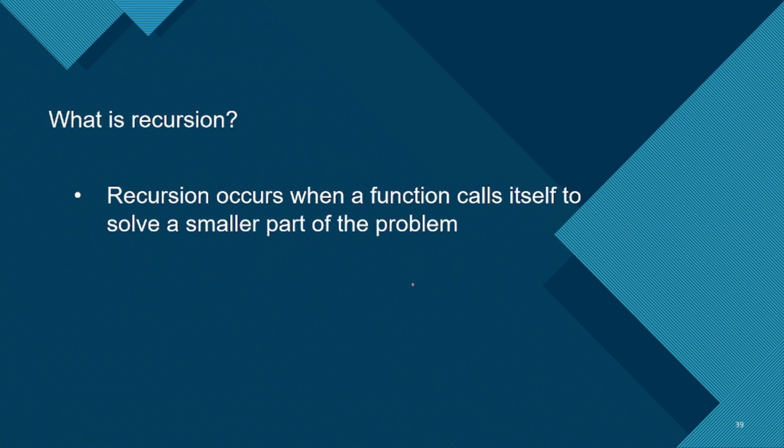So the first one is, what is meant by recursion. It's nothing but the occurrence when a function calls itself. In simple words, a function calls itself to solve a smaller part of the problem. It's like breaking a big problem into small subproblems, solving each recursively. The key point of recursion is that every recursive function must have a base case to stop the recursion.